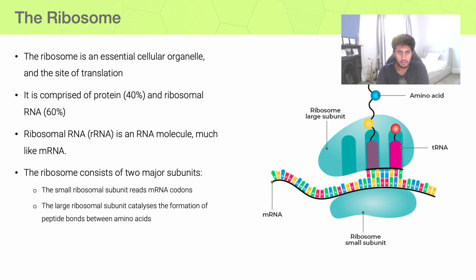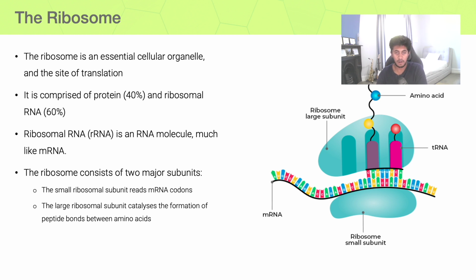So what is the ribosome? The ribosome is an essential cellular organelle, and it's the site of translation, which is a step of protein synthesis. It's composed of protein, 40%, and ribosomal RNA, 60%. Now you don't need to know the proportions, but you do need to know the ribosome is made of RNA and protein.